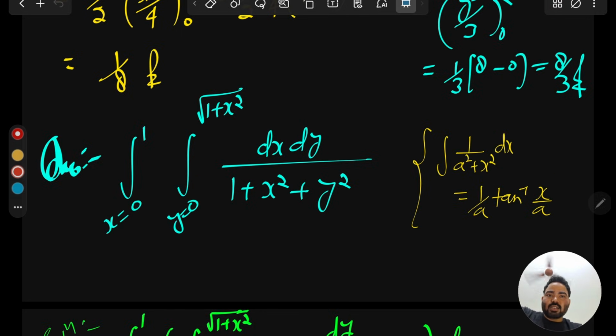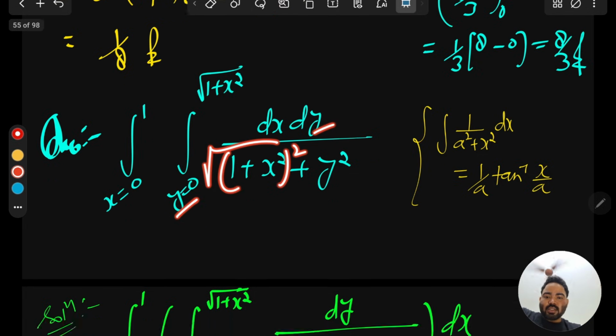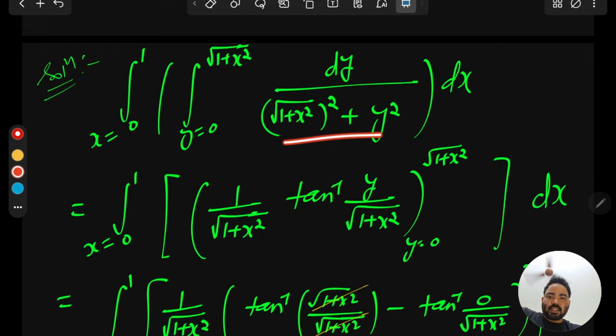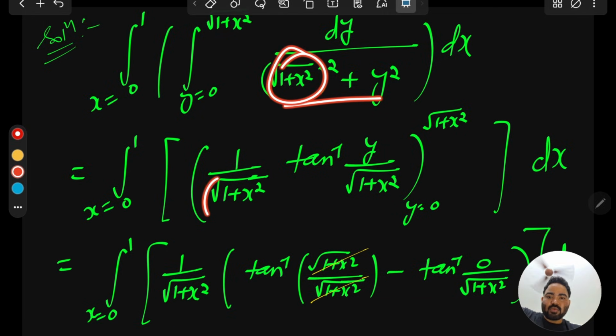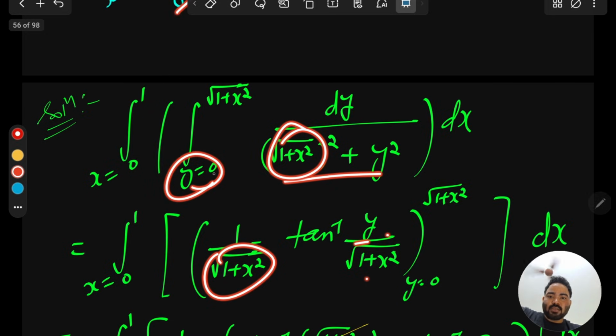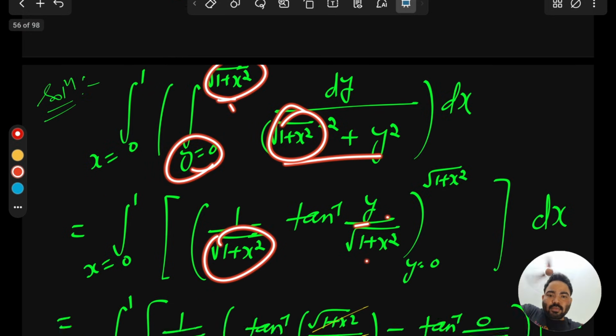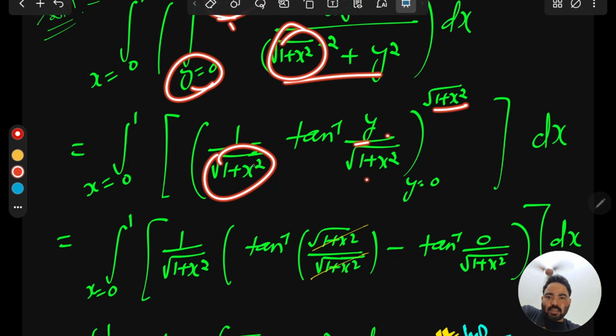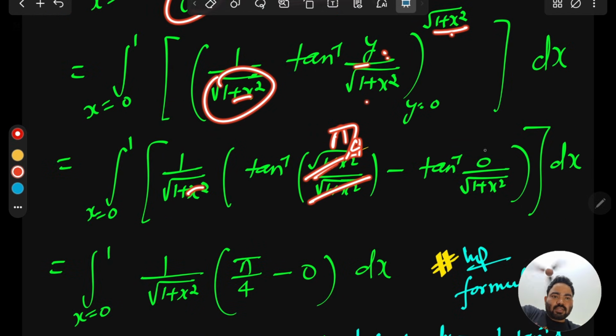Because we have to do it with respect to y first, the same way you can write it, and after that 1 upon a, this is your constant, so 1 upon a tan inverse x upon a. Now just put the y limit, so upper limit minus lower limit. If you put the upper limit, then this is a constant, this time just take it outside. If you put this, then this will give you 1, and you know tan of pi by 4 gives you 1, and tan of 0 is 0.